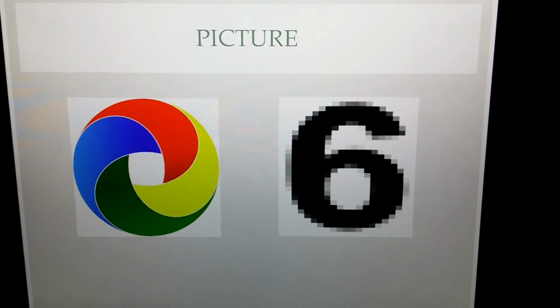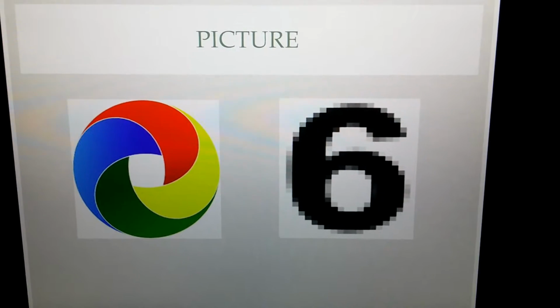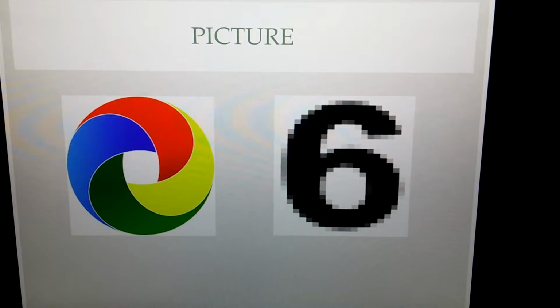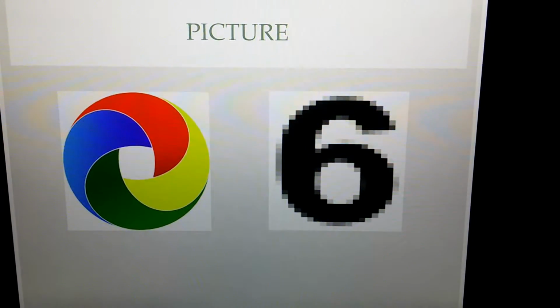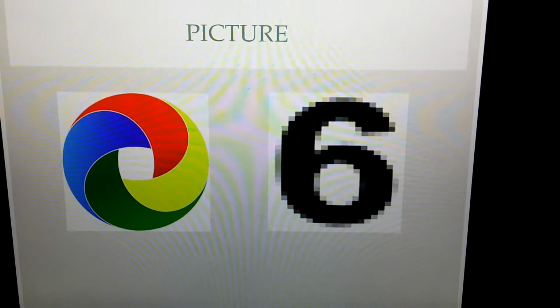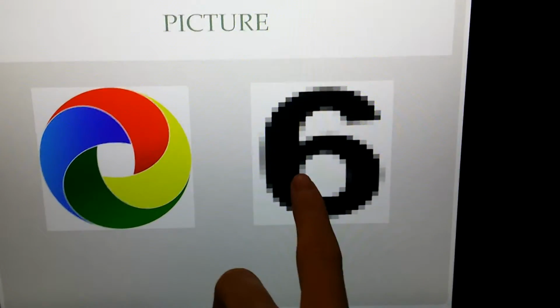Next, we will talk about the differences. Here are two images. Which one do you think is vector graphics and which one is bitmap? Now I will talk about the answer. The right hand side, this one, is the bitmap graphics.